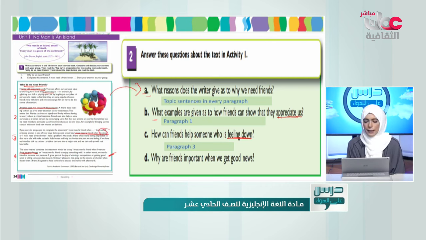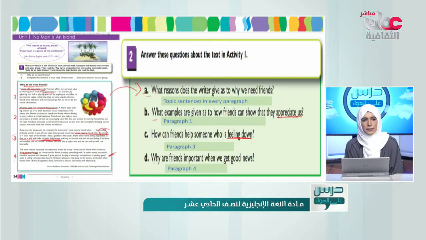How can friends help someone who is feeling down? Okay, I must need a friend when I have a problem. We need to feel better. She will make us feel a little better. Paragraph number 3. Okay, look at D. Why are friends important when we get good news?